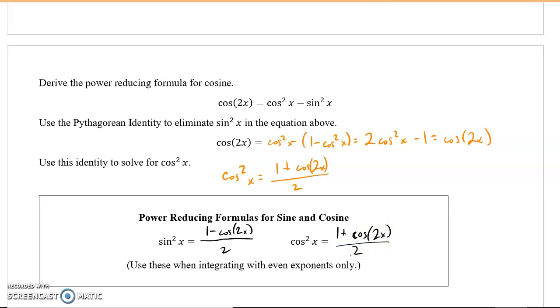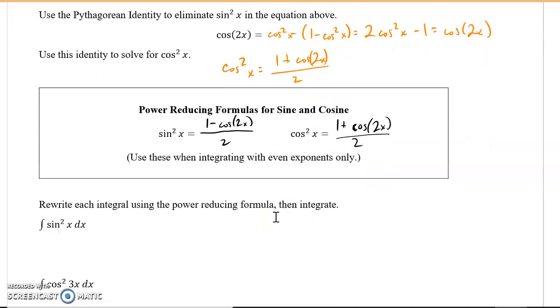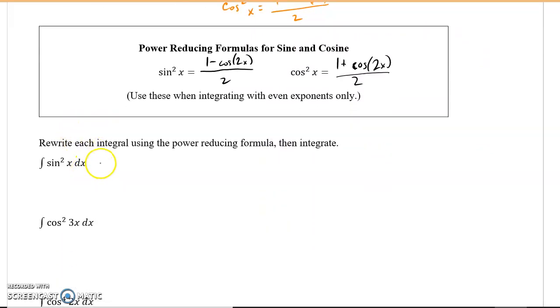Okay? So we're going to need these if all of our exponents are even. So for example, we can rewrite sine squared of x as 1 minus cosine of 2x over 2. And we can factor out that 1/2. Integrating the 1 turns into x. And then we have to integrate, minus, we have to integrate cosine of 2x. Well, cosine integrates to negative sine, right?